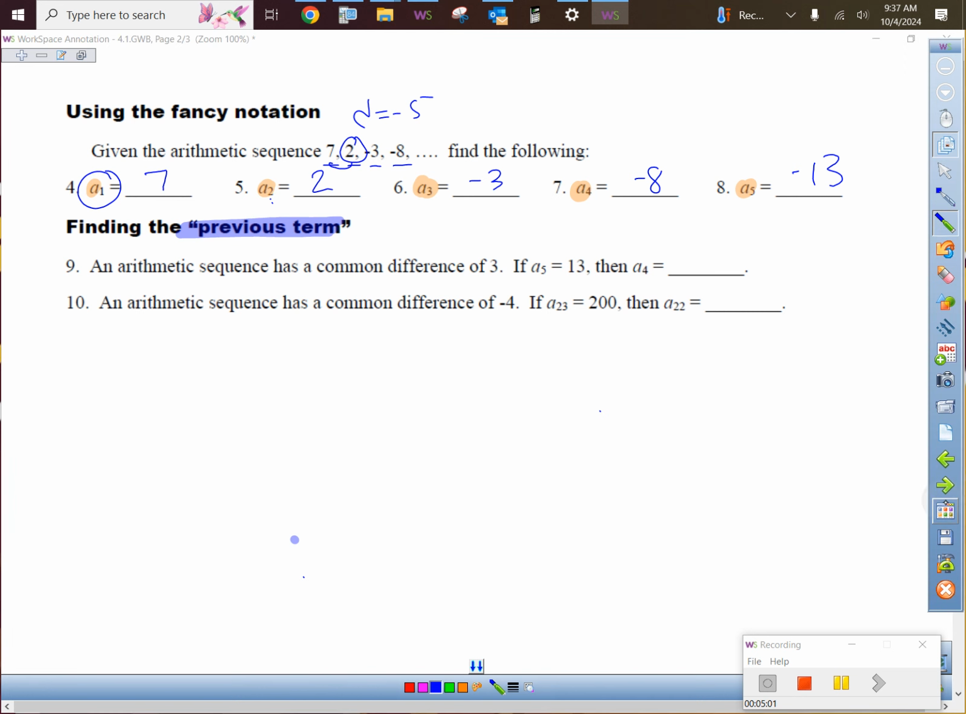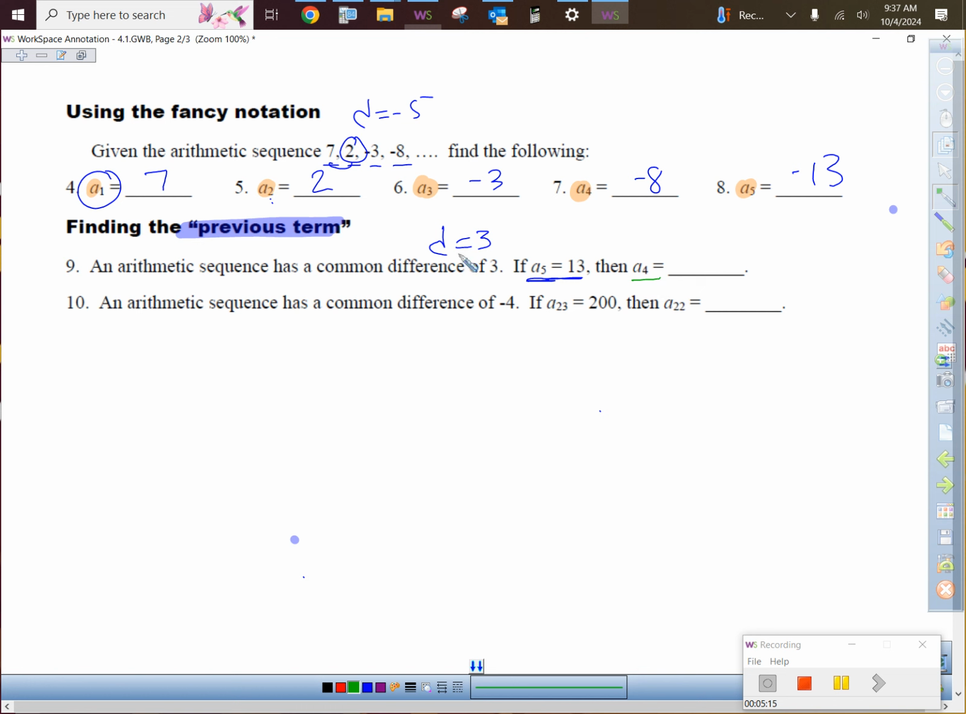They've got us a common difference of 3 in this question number 9. But you see this right here says the 5th term is 13. They ask us to find the 4th term. Isn't that the one before the 5th term? Are you with me on that?